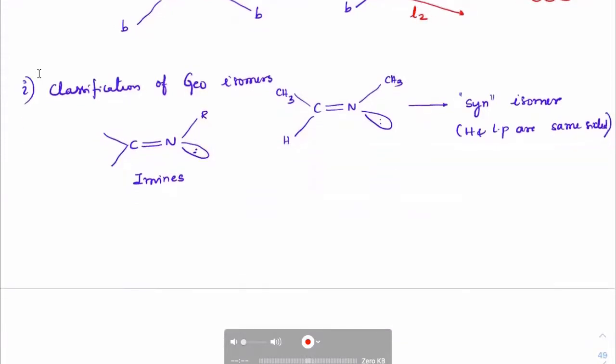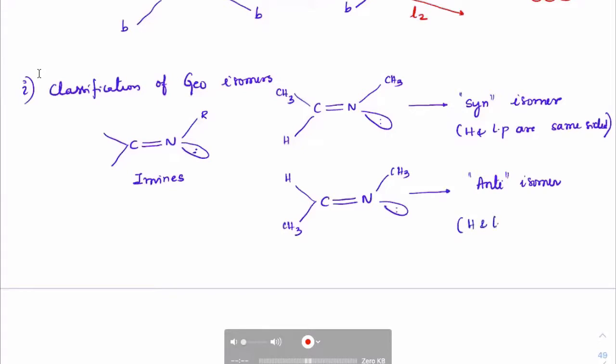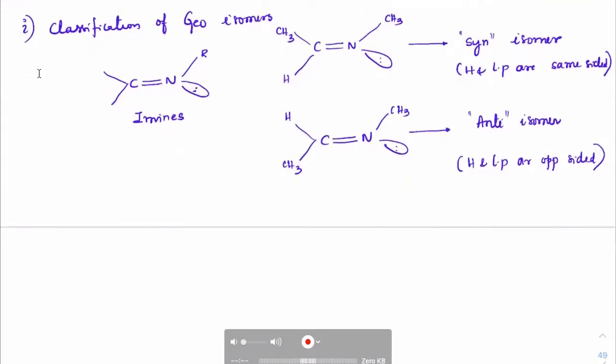This is the way you need to look. Suppose you have the other form, where we have CH3 here, lone pair here, H and CH3. Then we will call it the anti-isomer. Here H and lone pair are on opposite sides, so we call it the anti-isomer. So in simple imines, this is how syn and anti geometrical isomers are observed. I hope you understood this classification. Got it? So the first one is the syn and anti classification.